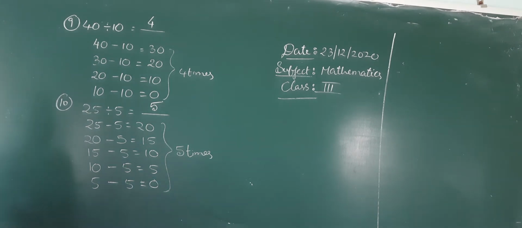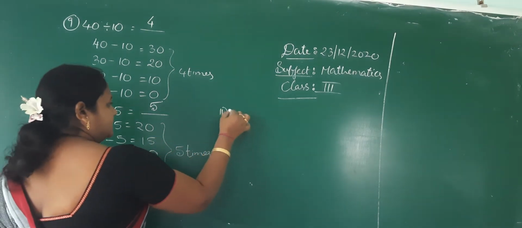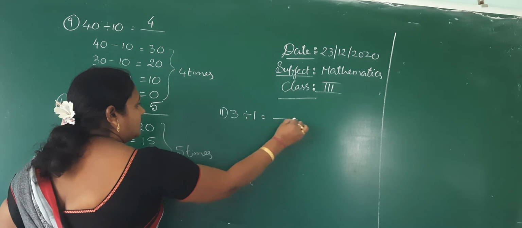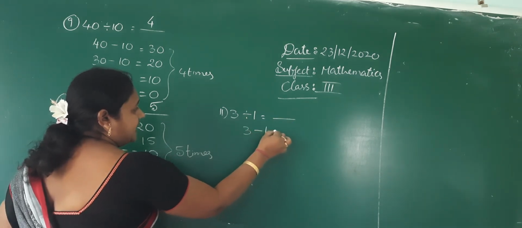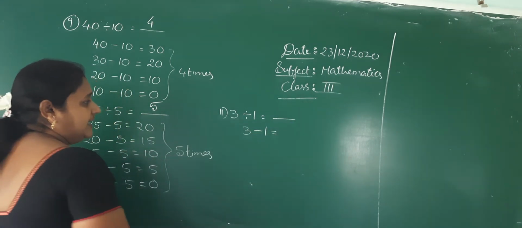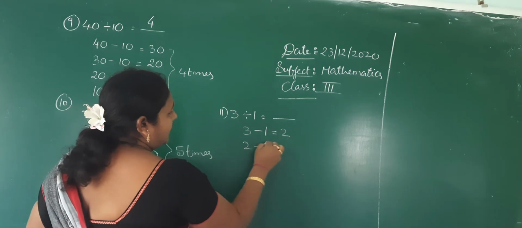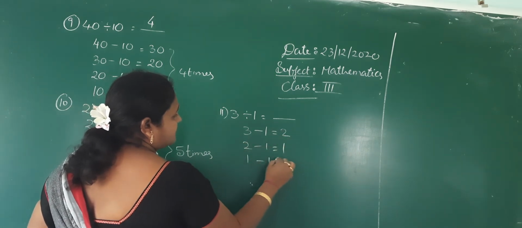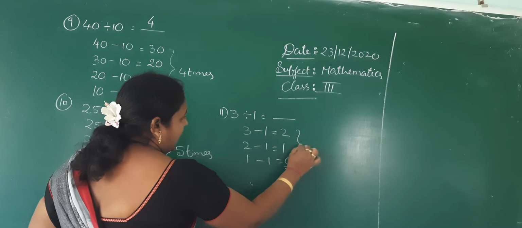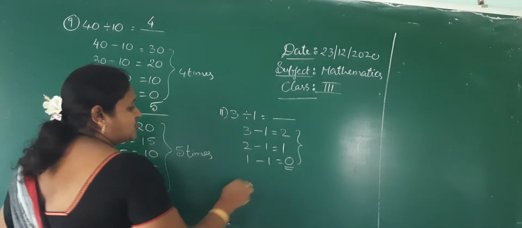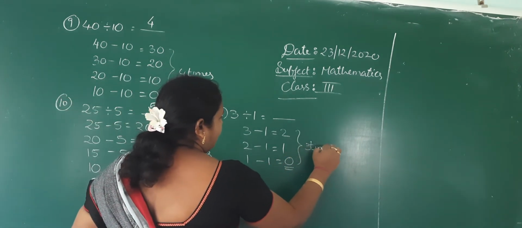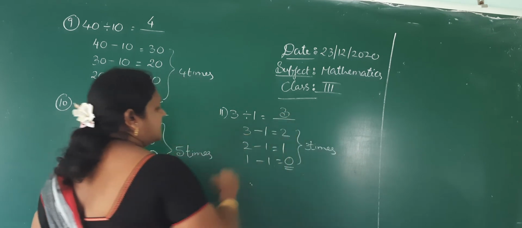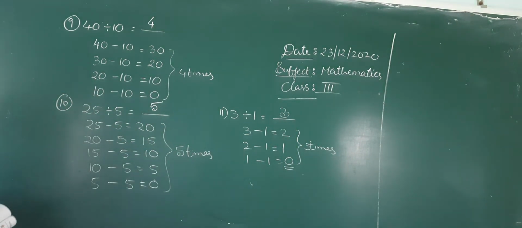See the next one. 3 divided by 1 equal to how much? That means we have to subtract 1 from 3. 3 minus 1, 2. 2 minus 1, 1. 1 minus 1, 0. Now we got 0. How many times did we do this process, children? 3 times. We repeated this subtraction 3 times. So the answer is 3.